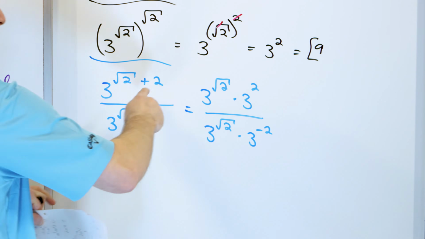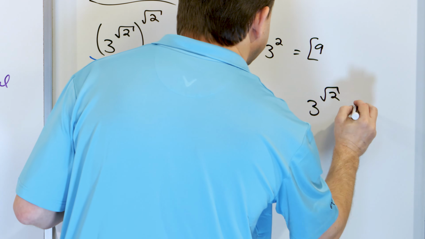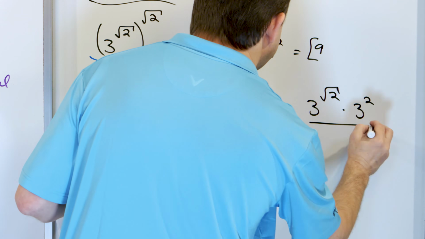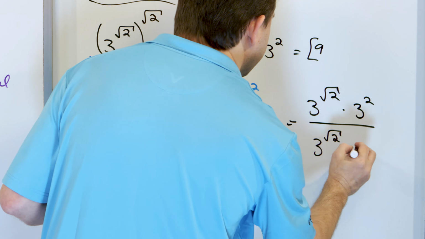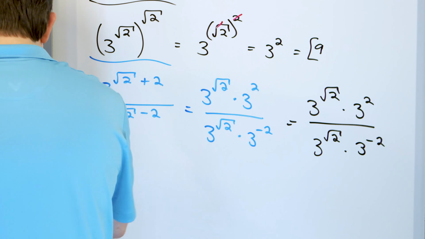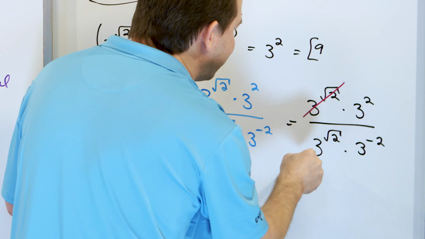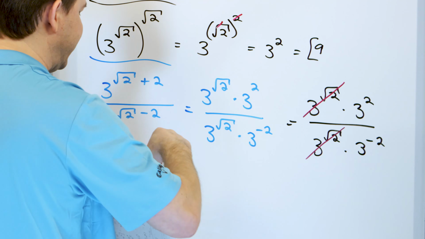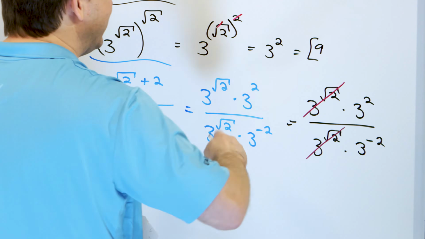All right? So let me rewrite this here so I don't destroy what I have. 3 to the square root of 2, 3 squared, and then I have 3 to the square root of 2, and then 3 to the negative 2. Now you see what I have. I have a situation where this entire number, whatever it comes out to be, is on the top of the fraction, but it's also on the bottom of the fraction, so they divide away. And so what I have is 3 squared over 3 to the negative 2.